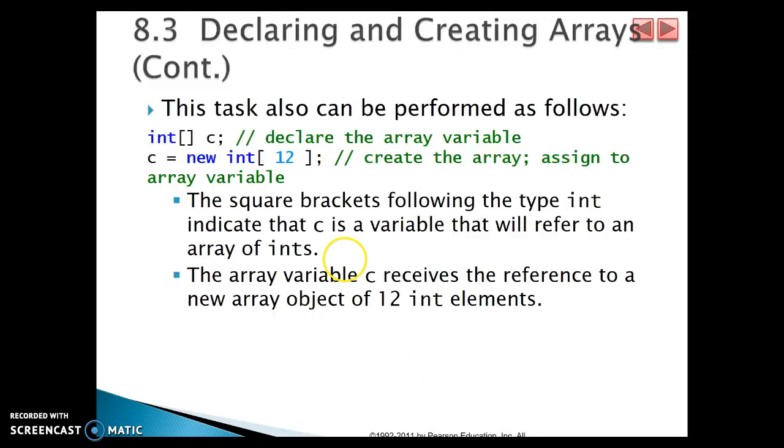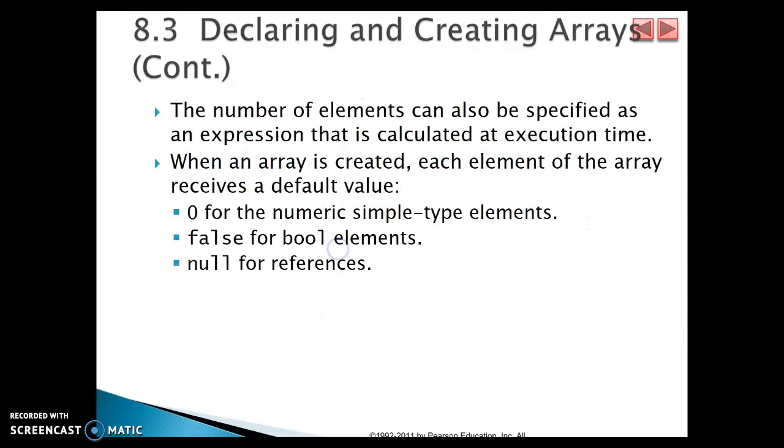Okay, we can also do it in 2 lines in the program. I'm not sure why you would, but you could. Int array C, I haven't used it yet. C equals a new int array size 12. These are equivalent, and I like the other one better, so I'm not going to dwell on this very long. But this is just doing it in 2 lines instead of 1.